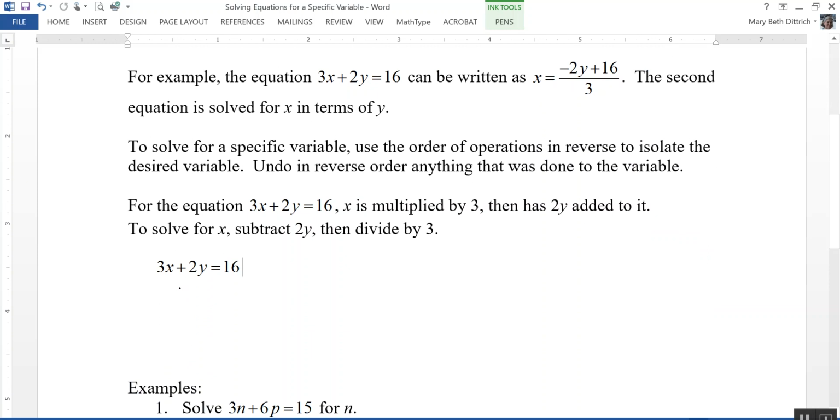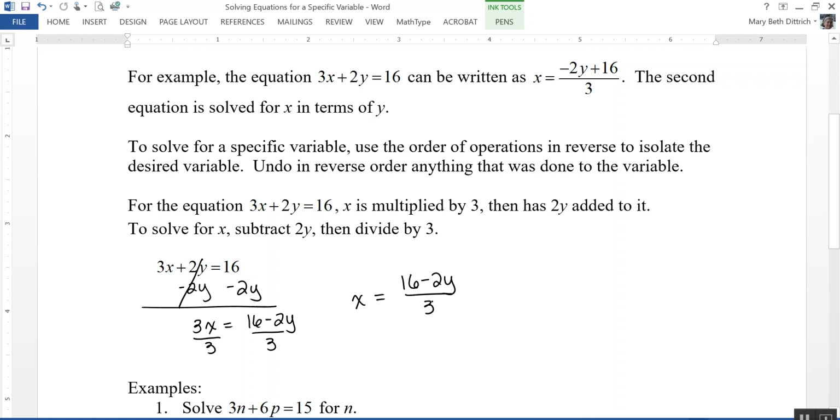So if I want to do that, I'm going to do a minus 2y first on both sides. Those will cancel out. It leaves me with 3x equals 16 minus 2y. And then to isolate x, I'll divide both sides by 3. So my final answer is x equals 16 minus 2y over 3. This is the same equation rewritten, solved for x in terms of y.